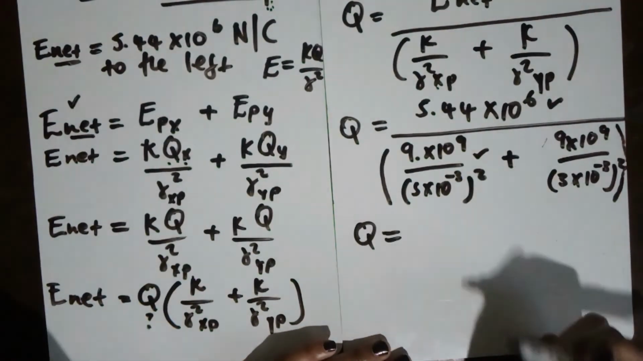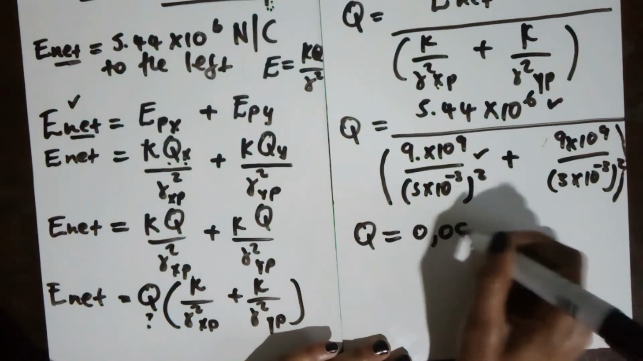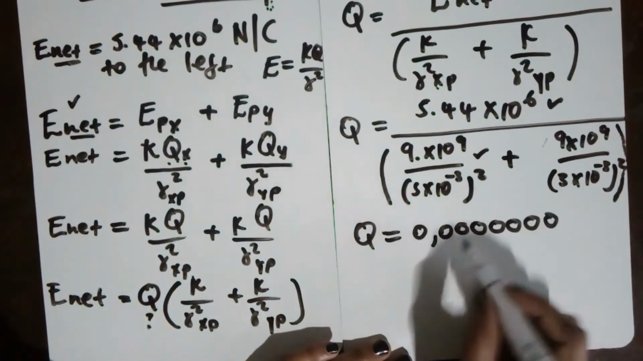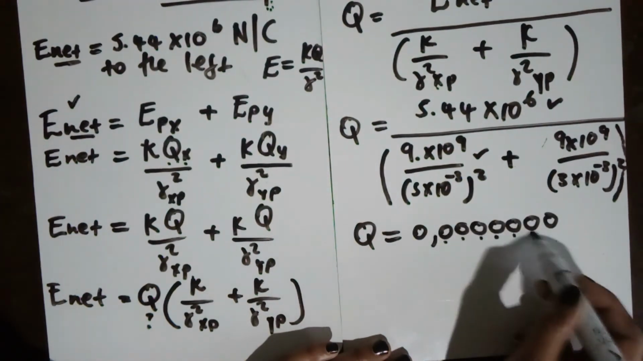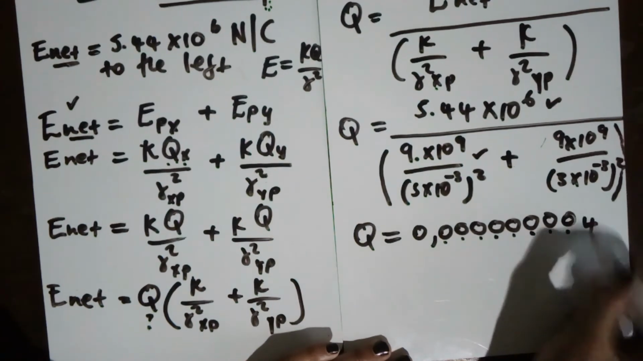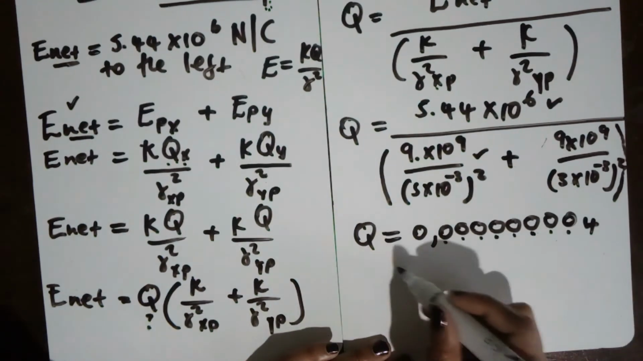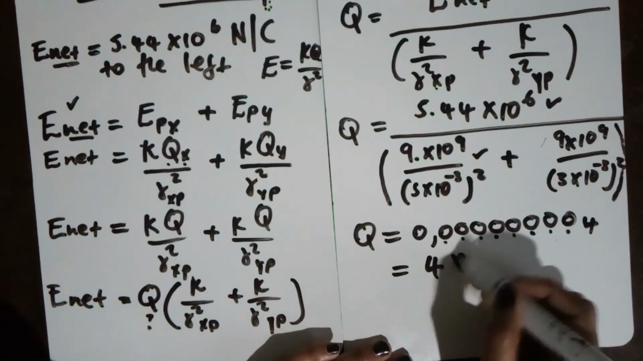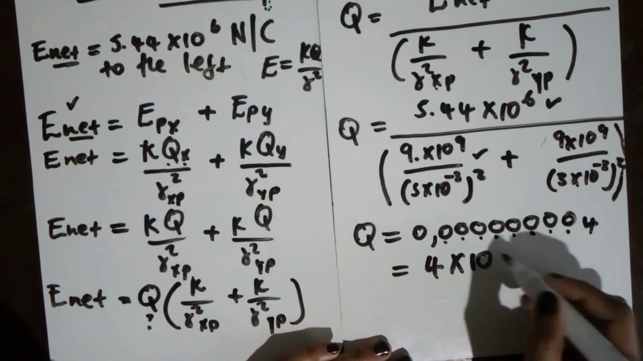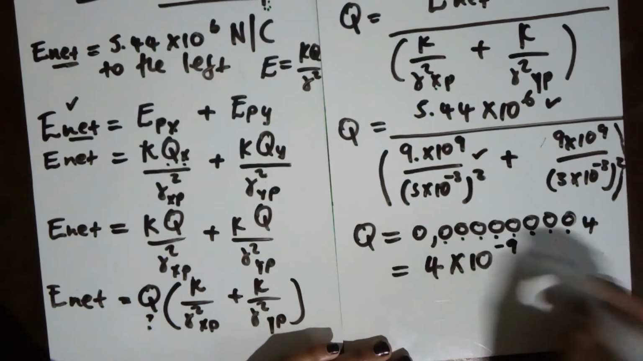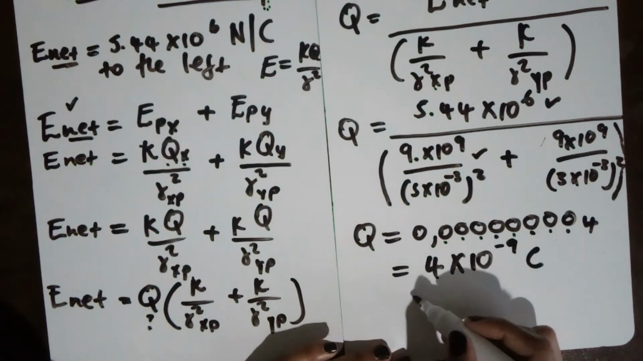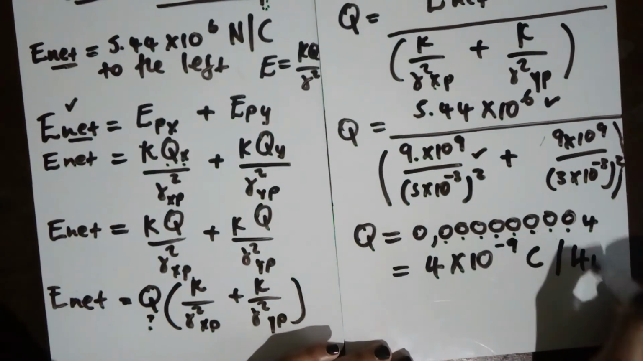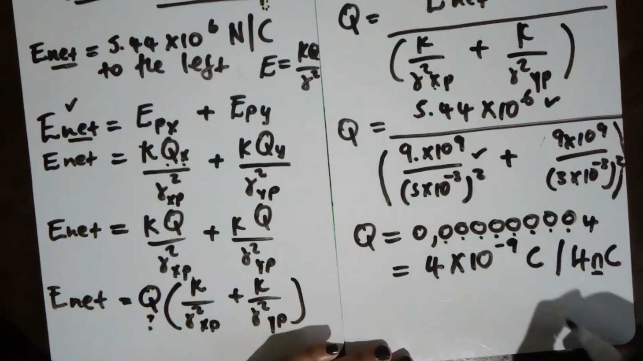And if you do that, you'll come to a number with a lot of zeros, I think 1, 2, 3, 4, 5, 6, 7, 8, 9. You'll come to a number like this. So you can write it in scientific notation, say 4 multiplied by 10 to the power of minus 9 coulomb. Or we can just write it as 4 nanocoulomb. You know that nano means 10 to the power of minus 9, right?